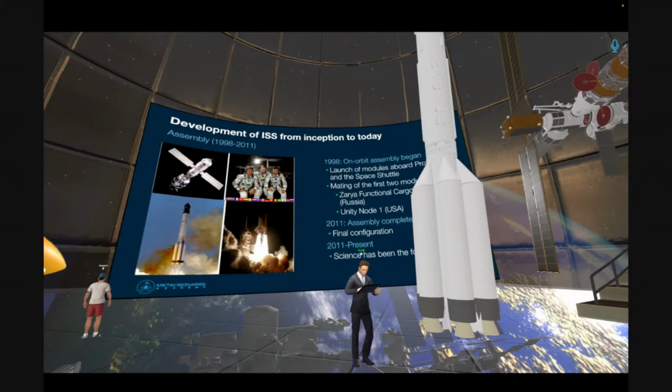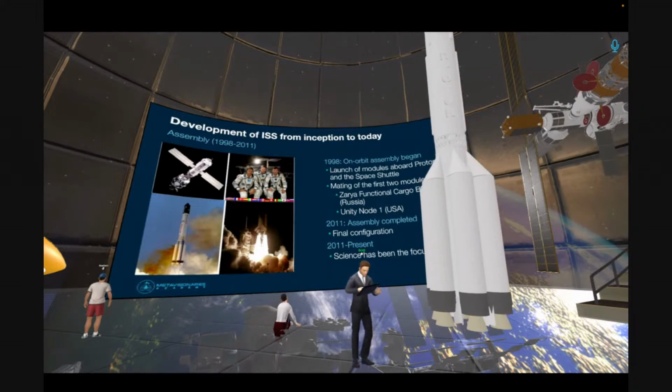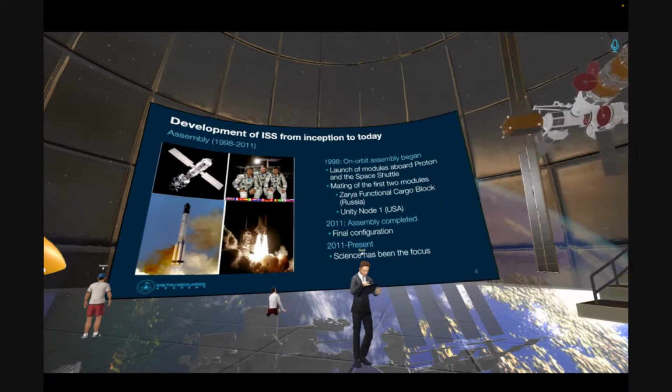It has been in operation for many, many decades, and it's a very, very reliable system for getting objects into low Earth orbit. And what you see here on the slide in the upper left corner is a picture of the initial modules of the space station.